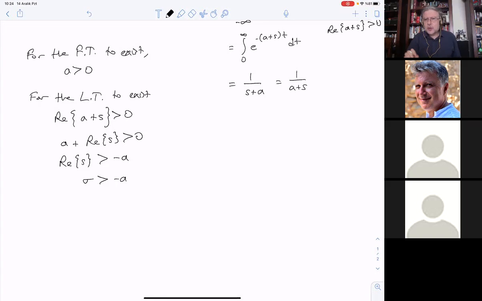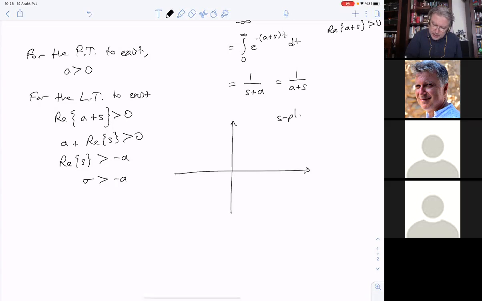Now, how are we going to denote this sigma greater than minus a, or real part of s greater than minus a? We are going to denote it on a so-called S-plane. So this is the S-plane that I'm talking about. Why am I putting it like a plane? Because s is a complex number, so it has a real part and an imaginary part. The real part I will indicate as the horizontal axis, and the imaginary part I will indicate as the vertical axis.